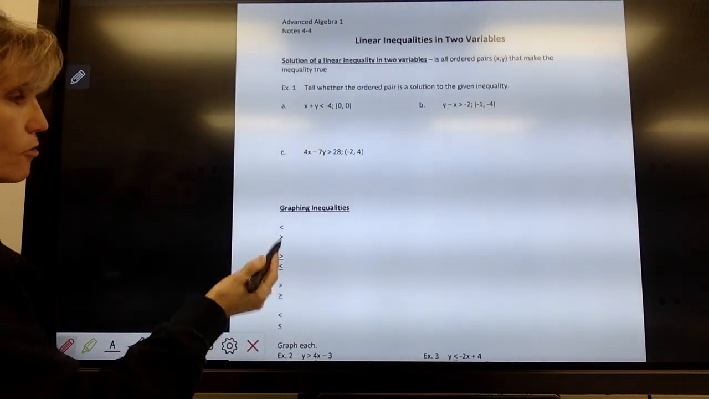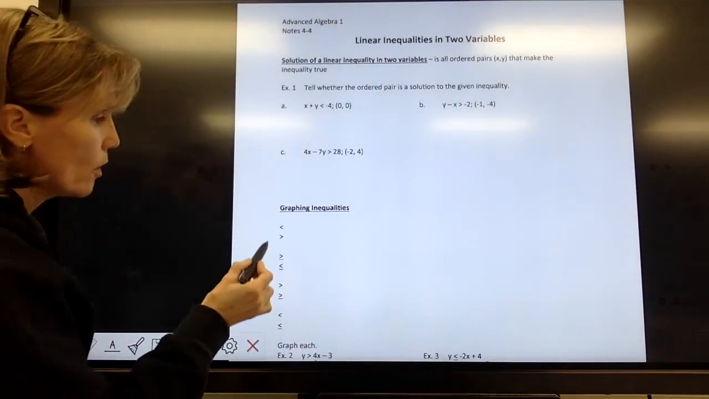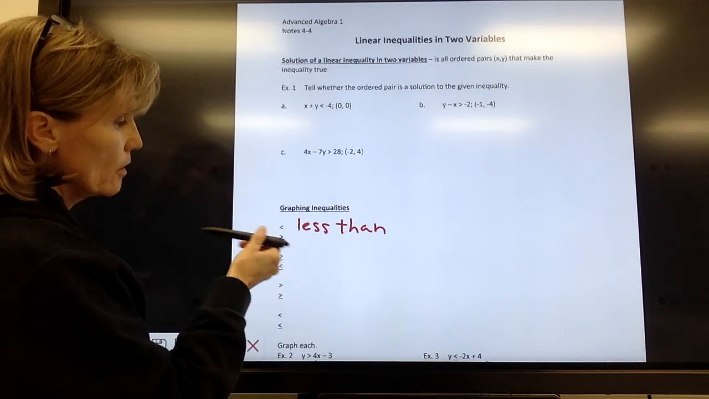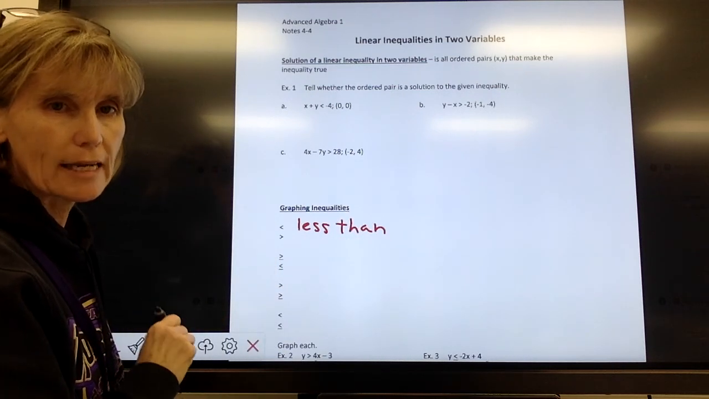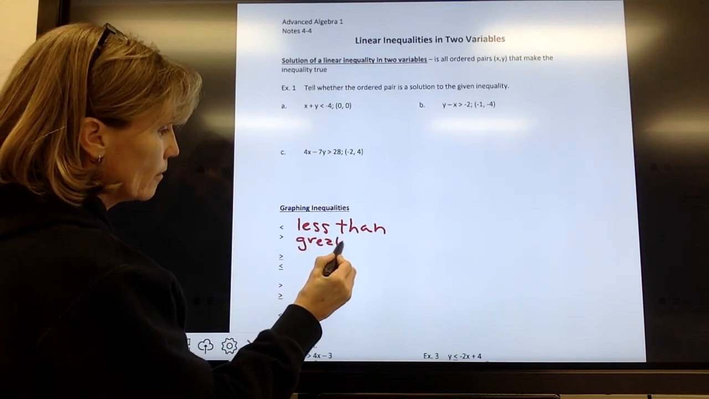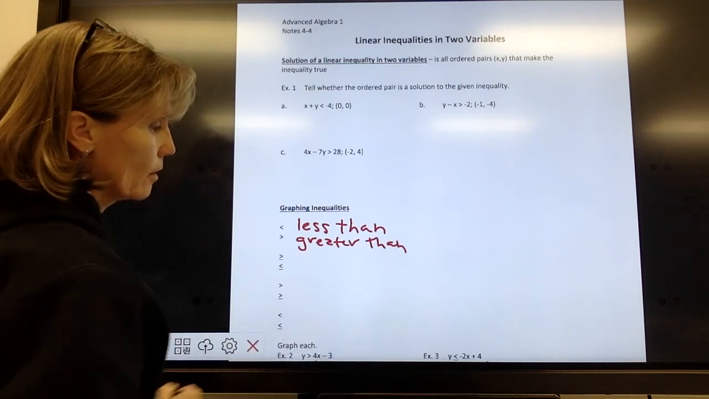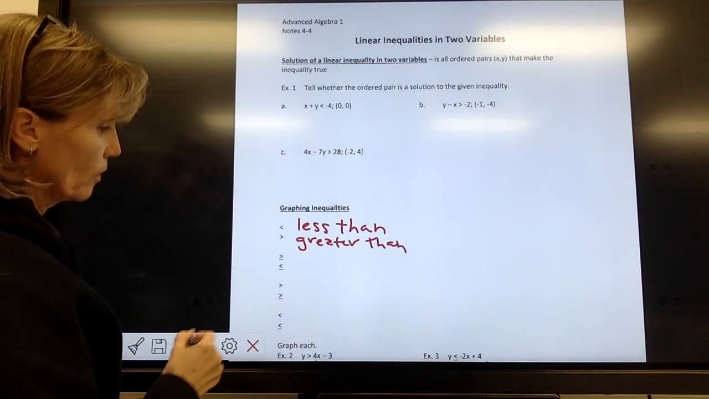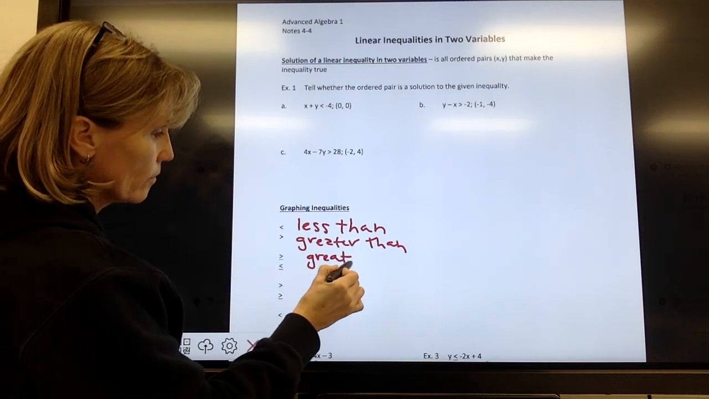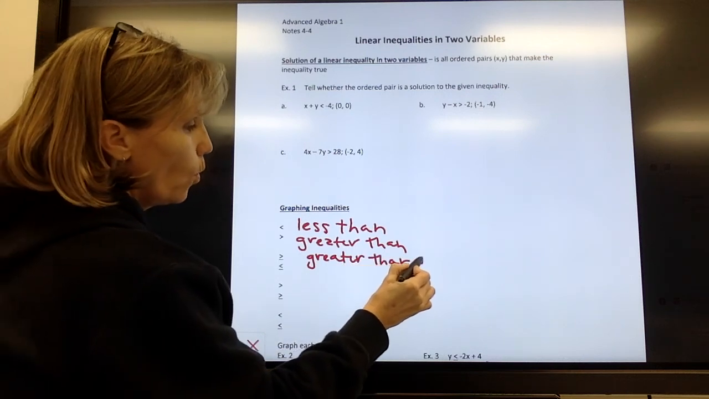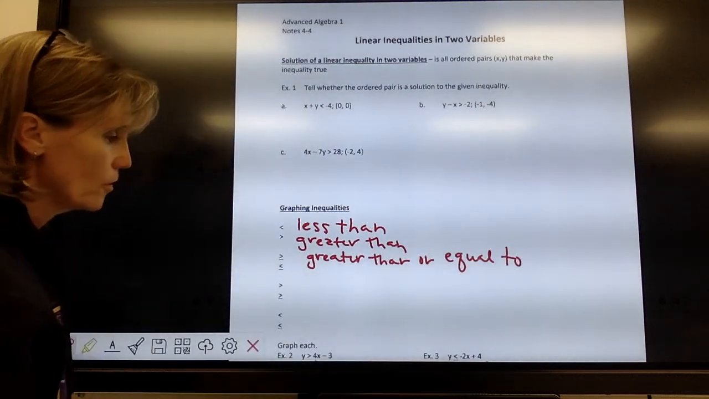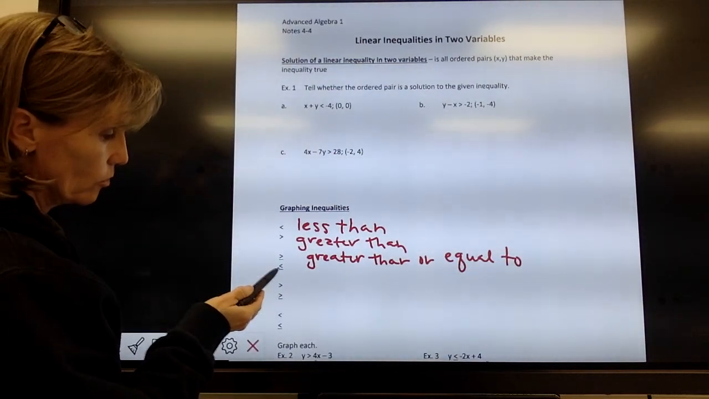Okay? Graphing inequalities, this should just be review for you. This is a less than sign. If the inequality points to the left, left for less than. If it's pointing to the right, that's a greater than. Okay, so make sure you know how to read those. If the line is underneath of it, you would say that's greater than or equal to. This is a less than or equal to.